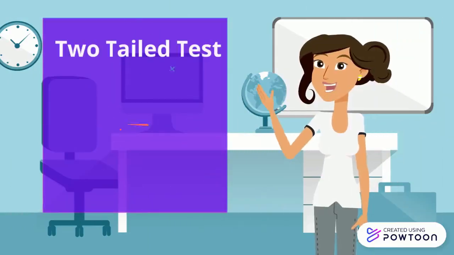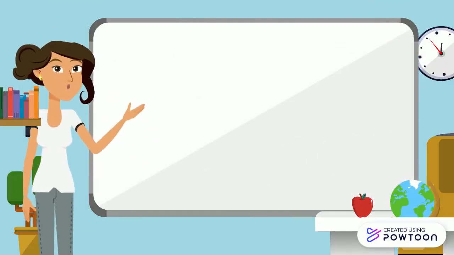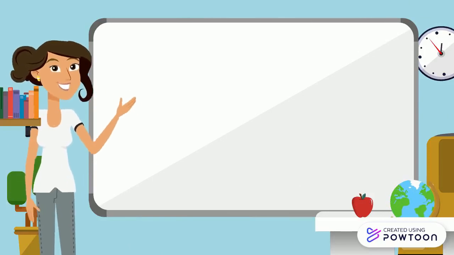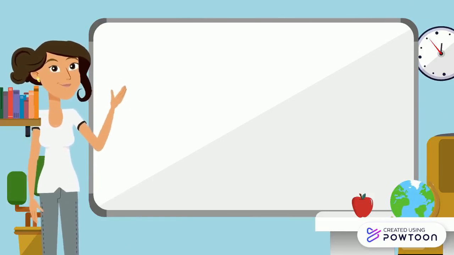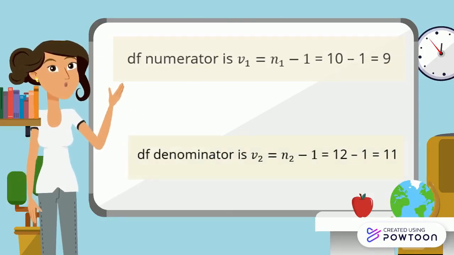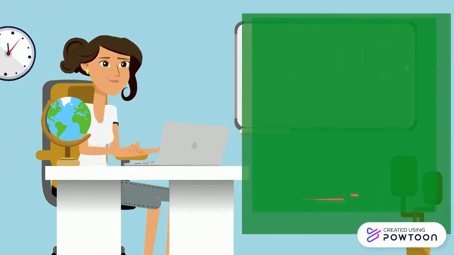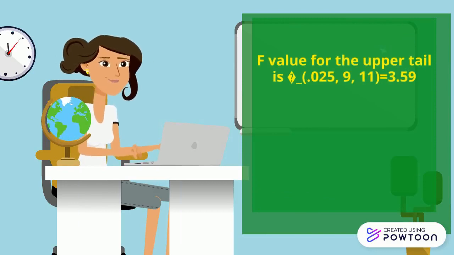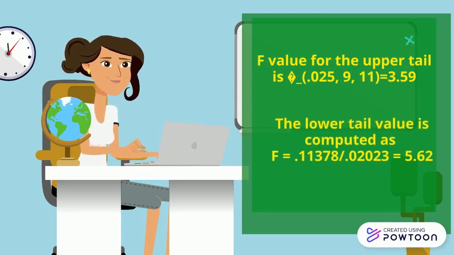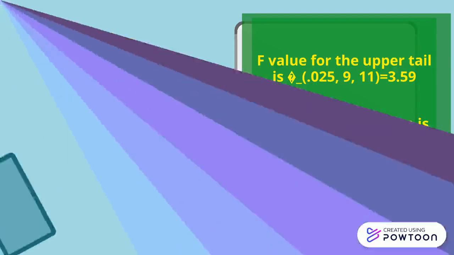Because we are conducting a two-tailed test, the significance level will be 0.025. We can then supply in the formula the available values like the variance and the sample sizes to get the degree of freedom numerator and the degree of freedom denominator. The critical F value for the upper tail is 3.59 and the lower tail value is computed as 5.62. The final conclusion will either be to reject the null hypothesis or to not reject the null hypothesis.